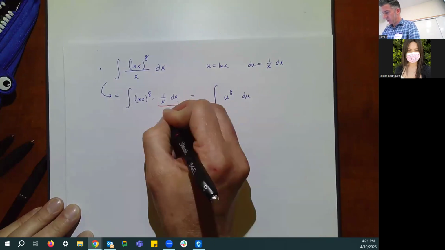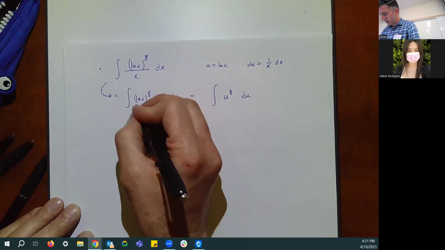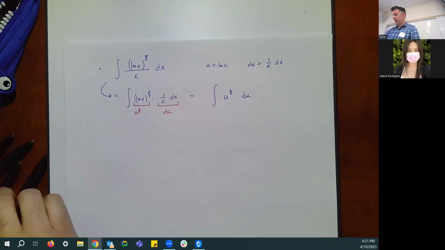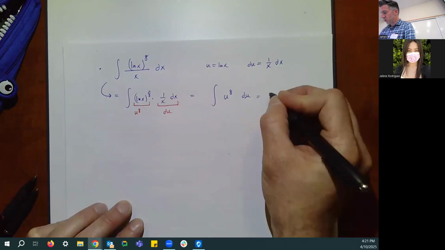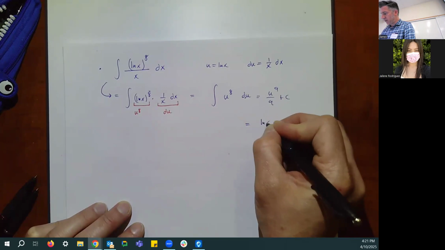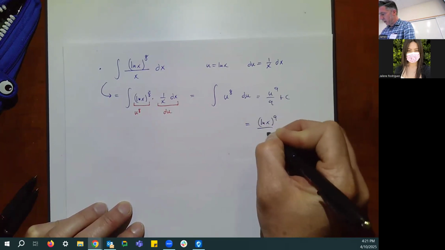All of that is replaced by du. That's my u to the 8th. The rest is not terrible. U to the 9th divided by 9 plus c, which is going to be the natural log of x to the 9th divided by 9 plus c.